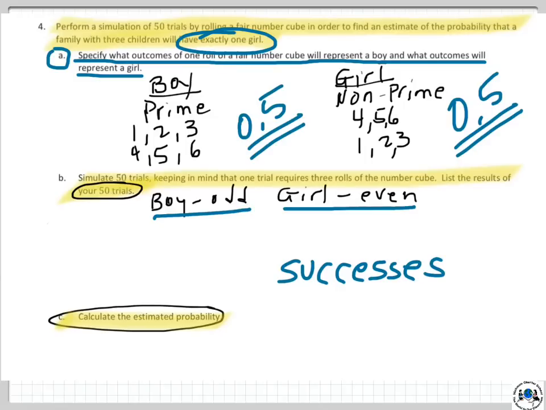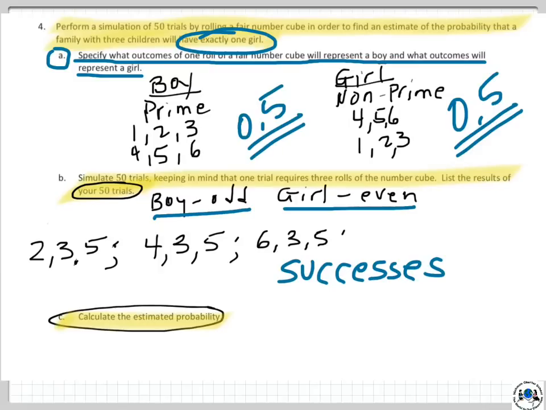Possible scenarios for me that would have yielded that would have been like 2, 3, 5. This example would have been 4, 4, 3, 5. Another one would be 6, 3, 5. Getting the idea? And there would have been several more possibilities, but anything like this would have been recognized as a success, because I had my one even number in all of these trials.